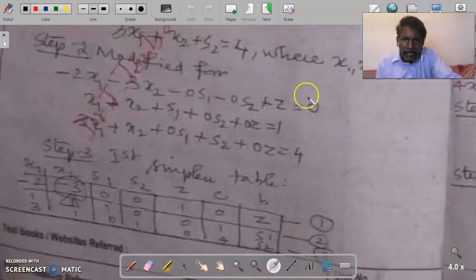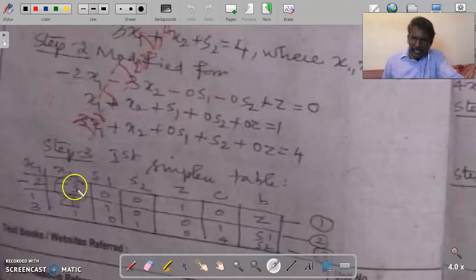Then I am writing the first objective function here. Its coefficients I am writing here: the coefficient here is minus 2, here minus 3, here 0, here 0, here 1, and the constant is 0. Then x1 coefficient is 1, x2 coefficient is 1, s1 coefficient is 1, s2 coefficient is 0, and Z coefficient is 0 and 1. Last one, the coefficients are 3, 1, 0, 1, 0, 4.